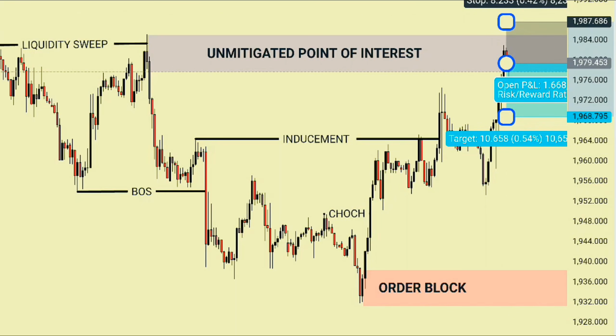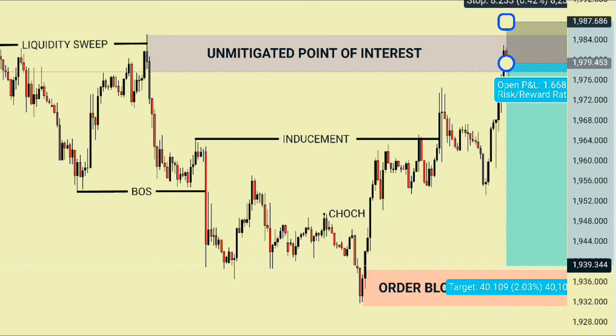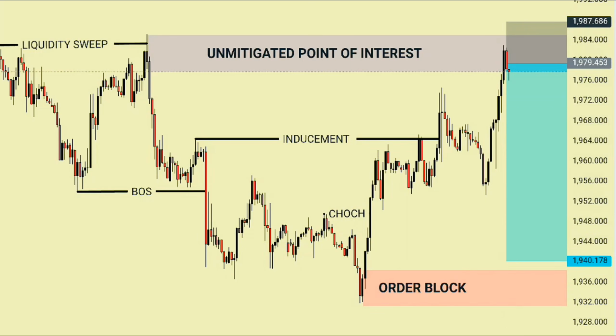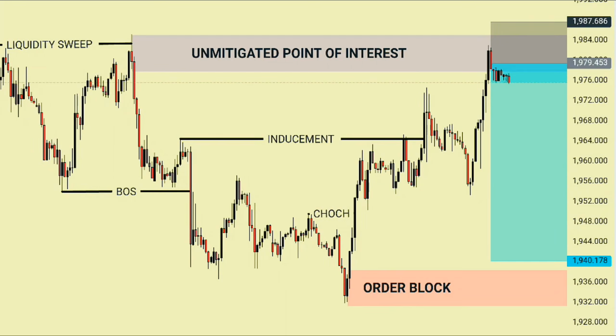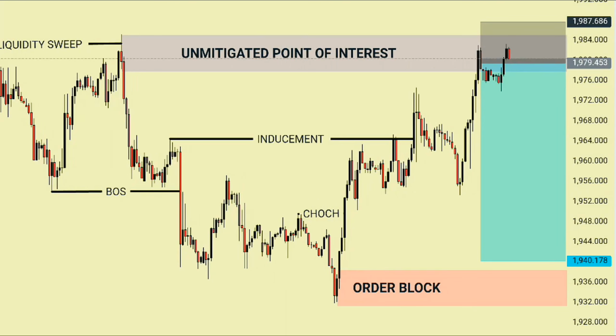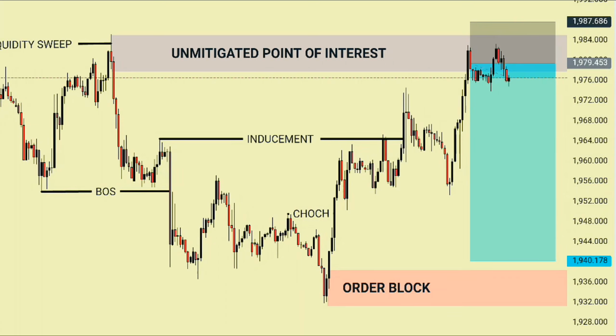Sell trade execution is built step by step. Price first sweeps buy-side liquidity by taking out the equal highs. This move traps late buyers and delivers liquidity to institutions. Price then reaches the unmitigated point of interest, a premium zone where selling pressure is expected. We do not sell immediately. We wait for confirmation. That confirmation comes with a clear change of character where price breaks the recent internal higher low. Soon after, price confirms direction with a break of structure.